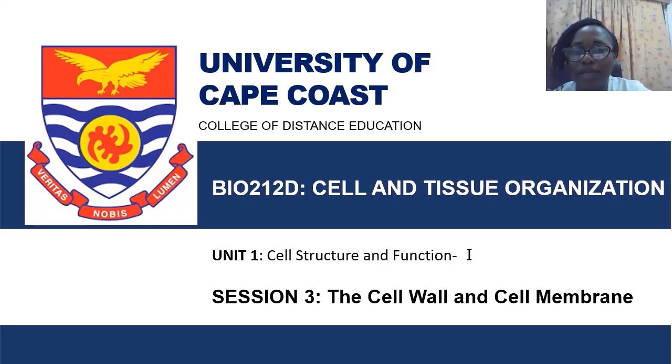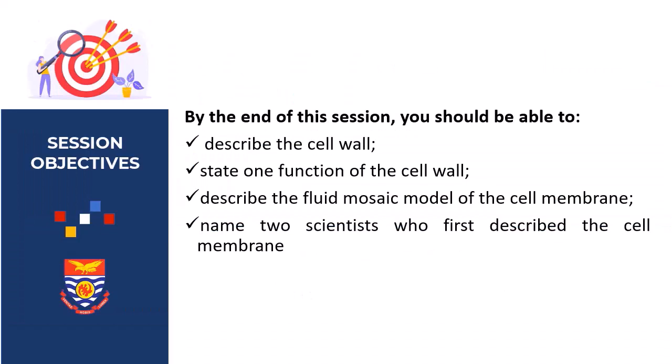So for Unit 1, Session 3, we'll be looking at the cell wall and the cell membrane. At the end of this session, you should be able to describe the cell wall, state one function of the cell wall, describe the fluid mosaic model of the cell membrane, and name two scientists who first described the cell membrane. Now let's start.